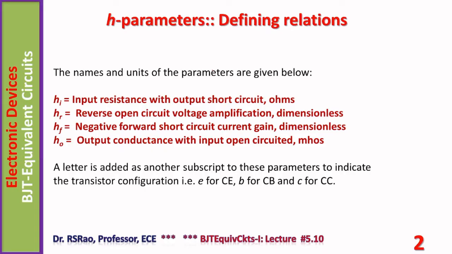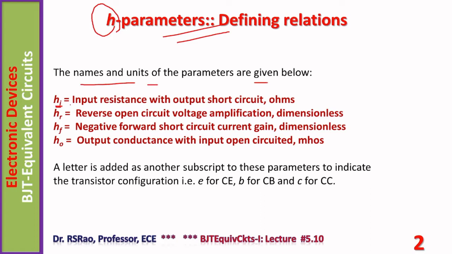Let us start the session by introducing H parameters. H stands for hybrid. There are 4 parameters in the equivalent circuit of BJT. These 4 parameters have different dimensions or units. That's why they are called hybrid parameters. A few points regarding hybrid parameters. The names and units of parameters are given here.